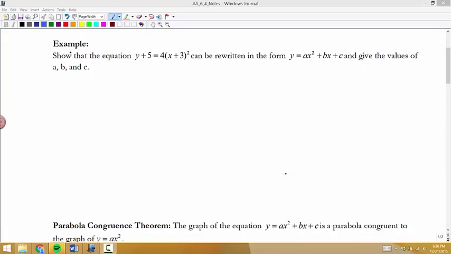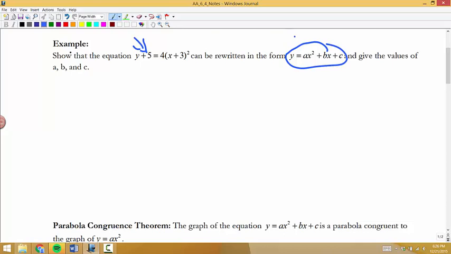Alright, for our first example, I'd like to look at taking something that's in vertex form and changing it to standard form. I'm given this equation right here, which is in vertex form: y minus k equals a times the quantity x minus h, squared. We want to rewrite it in standard form, so we want to get it to look like this.